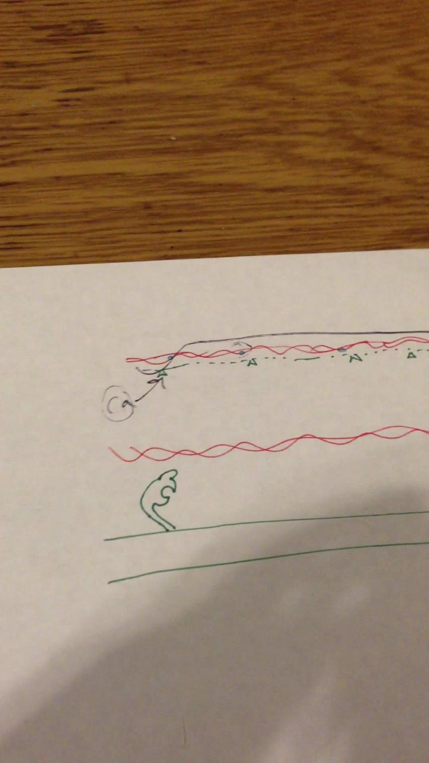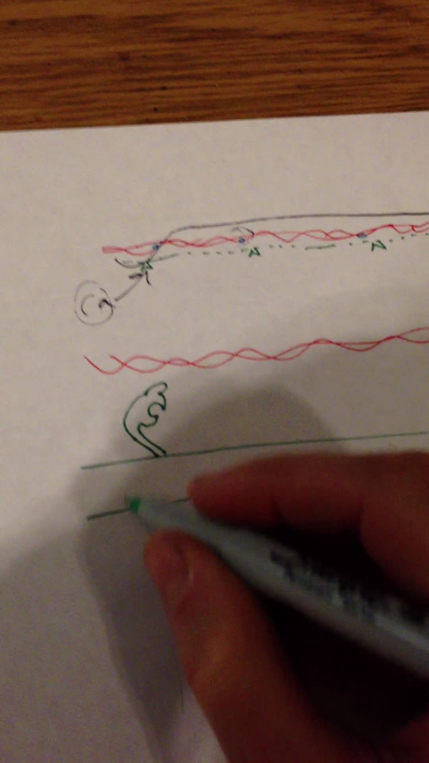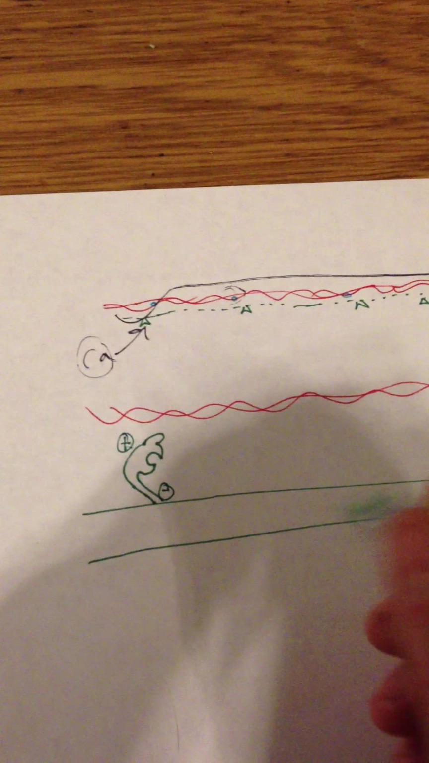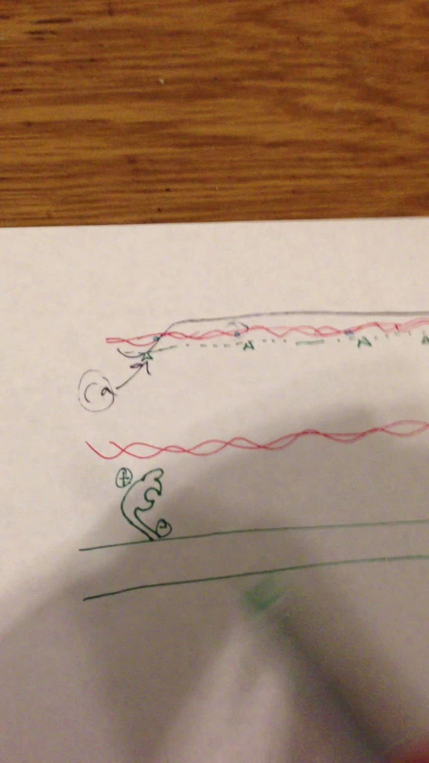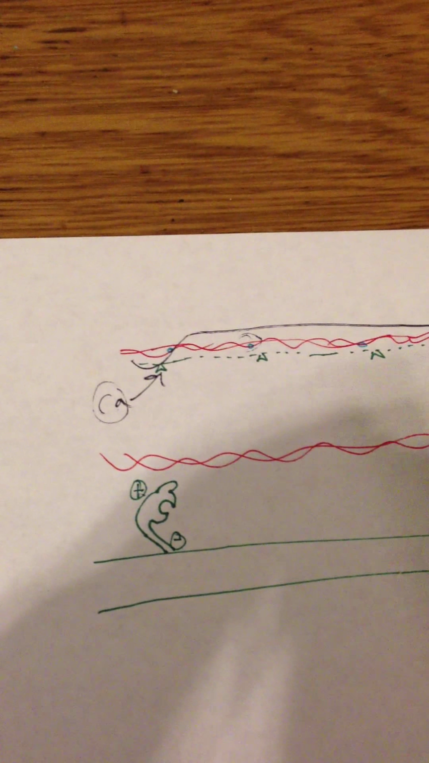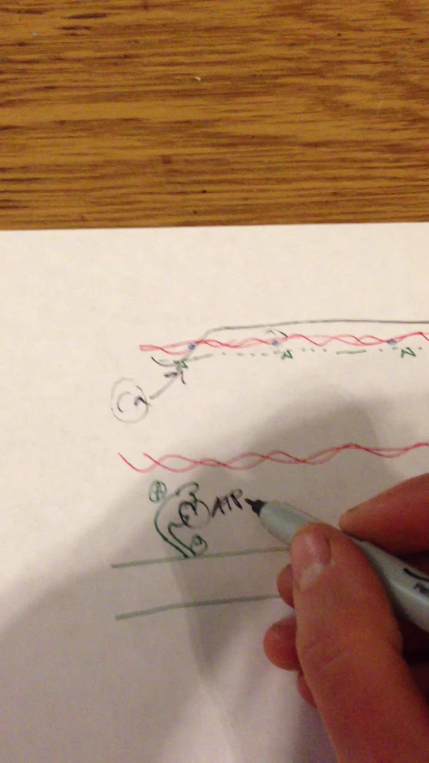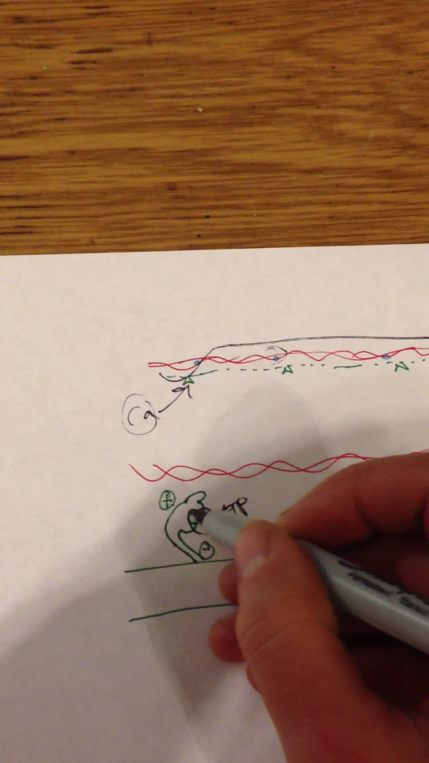I'm going to draw new actin. Okay, this is my myosin head. It is polar, so this head is slightly positive and this is slightly negative, so that keeps it in that cocked, bound position. Because it's positive, it can attract ATP. So ATP comes and it goes into the myosin head.